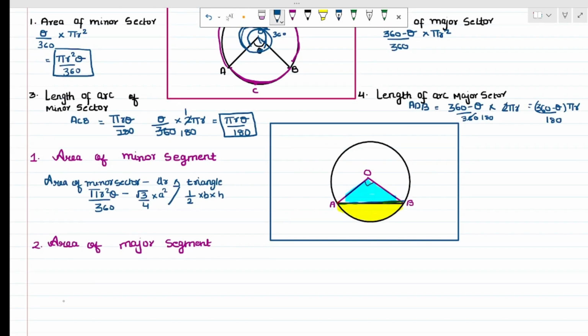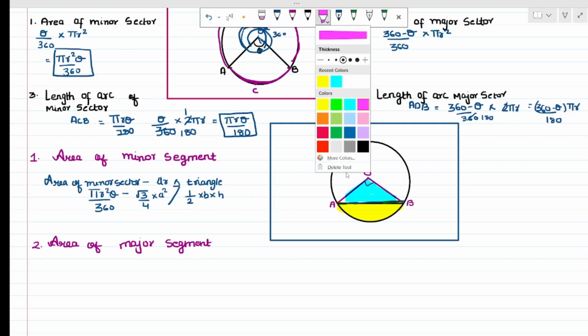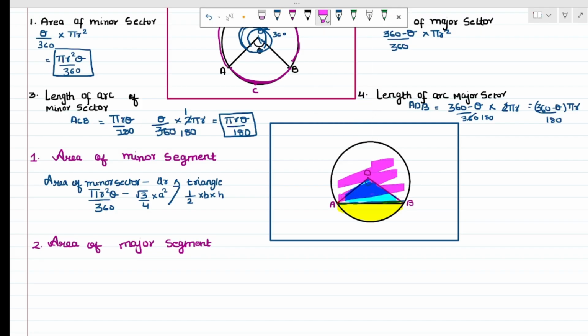Now we are coming on to our next part, which is our major segment. I want to know the major segment of this part, this purple shaded area. So how can we find it? As we studied earlier, this whole major part can be considered as 360 minus θ. If this is my θ, this whole part can be considered as 360 minus θ. So its formula will be 360 minus θ. This is my angle for the major segment.